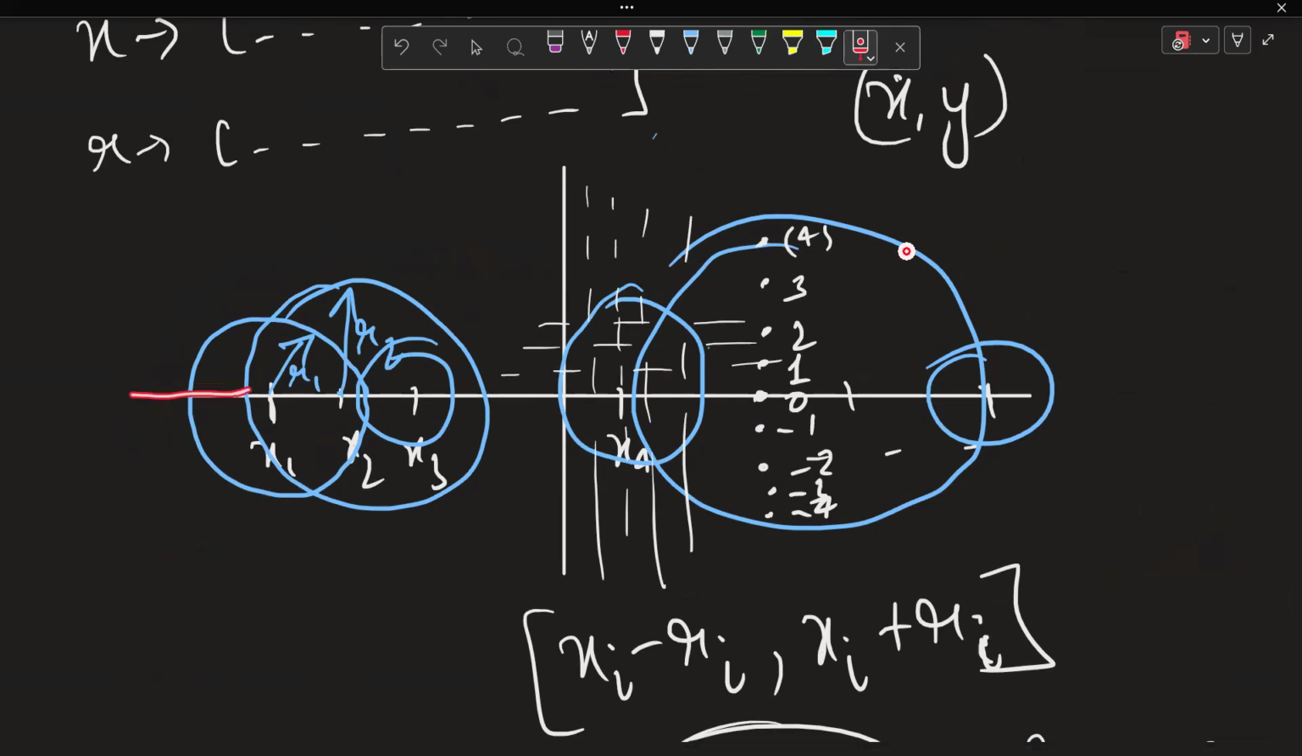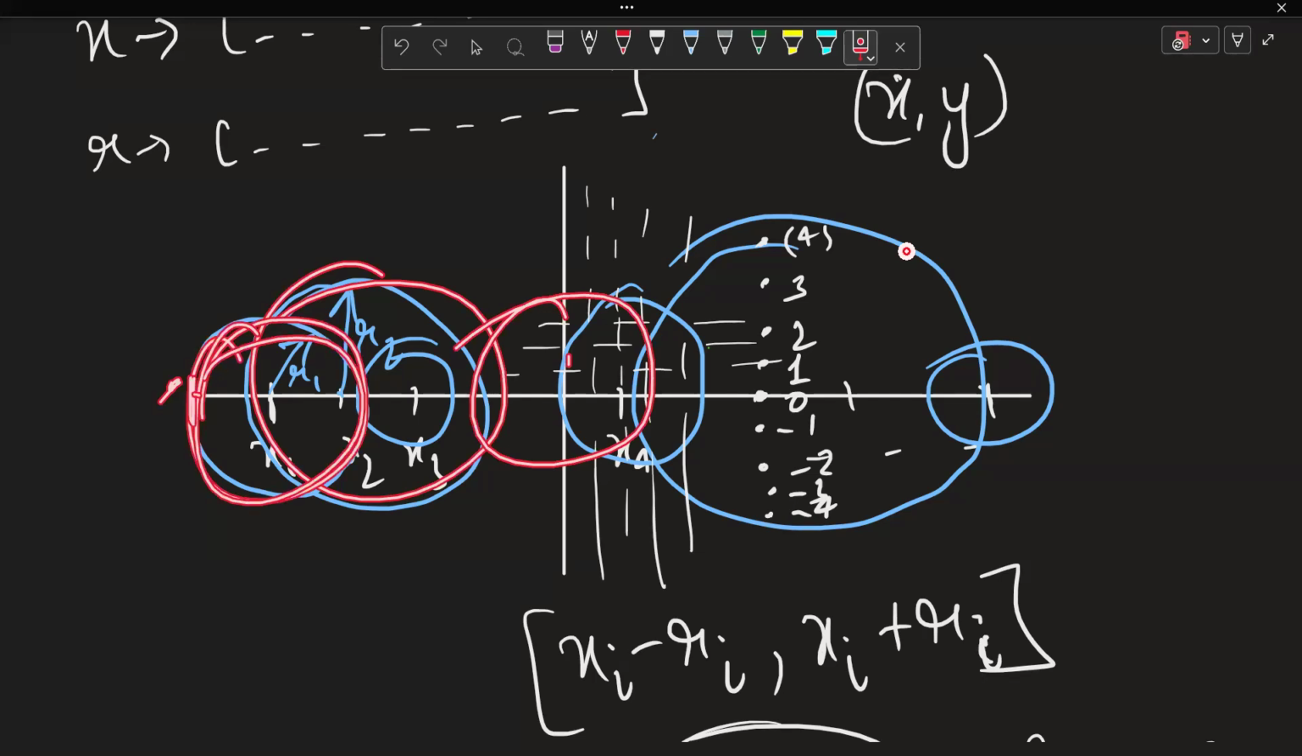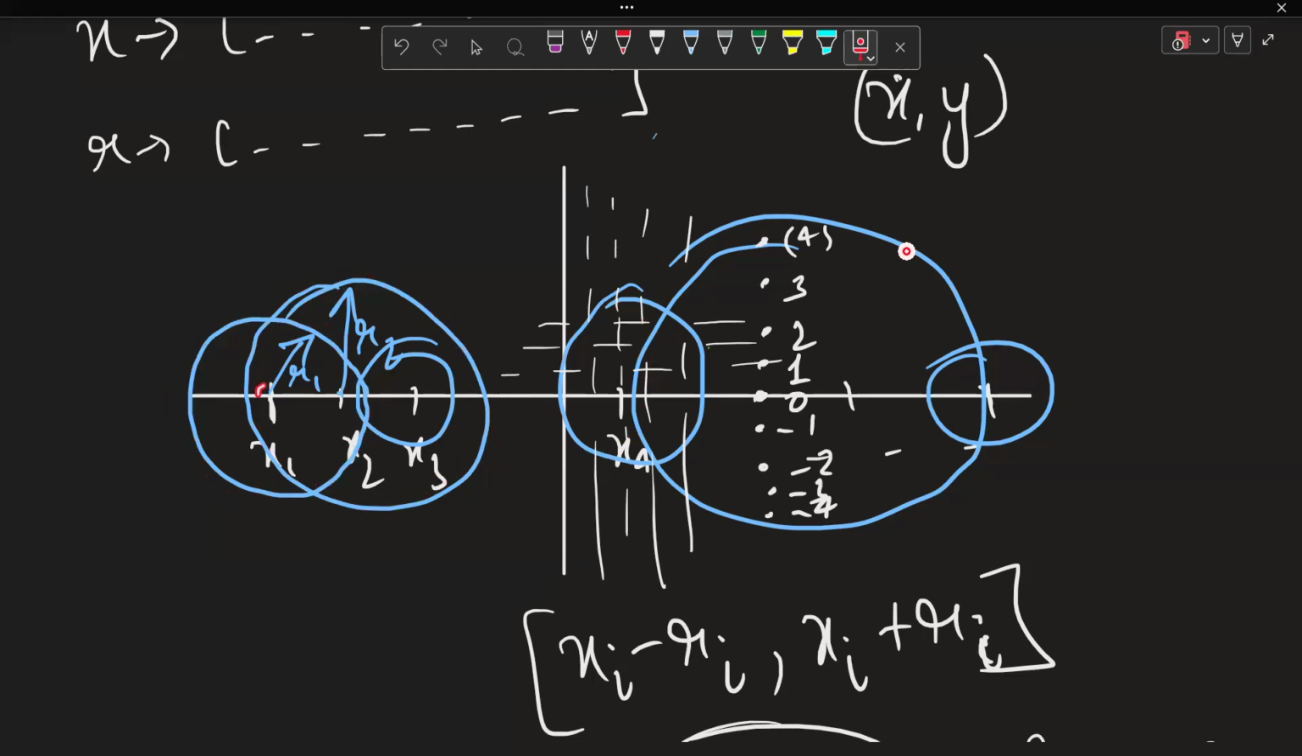Because if you start with whichever is the leftmost circle, what x would you start with? You would start with the leftmost x of the leftmost circle, x1 minus r1. If you start here, which circles do you need to consider? This circle you don't need to consider. You only need to consider this circle. When you move ahead and cross this, then you need to consider this circle as well as this circle. For these points, it may be that this circle is your parameter or this circle is your parameter. So you would have to consider both of these circles.